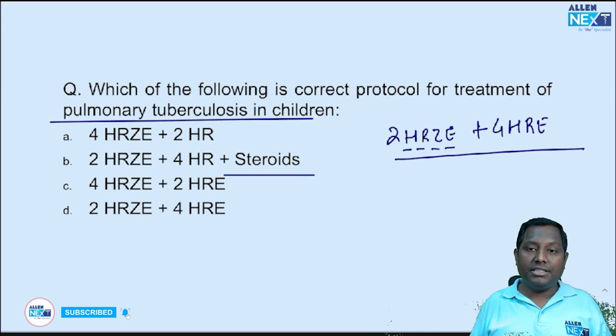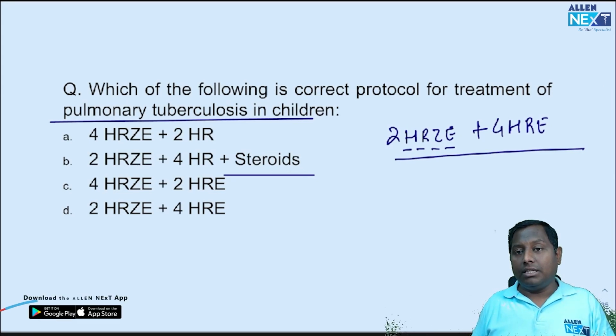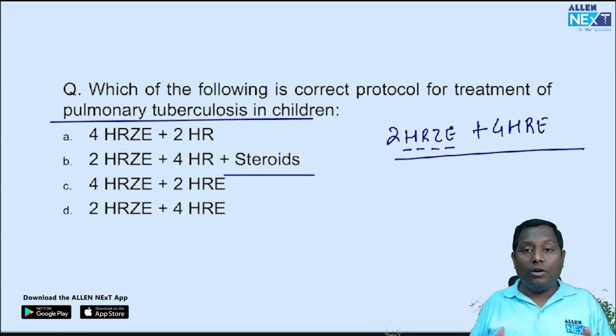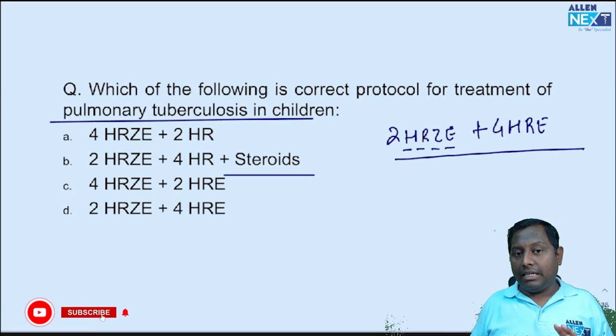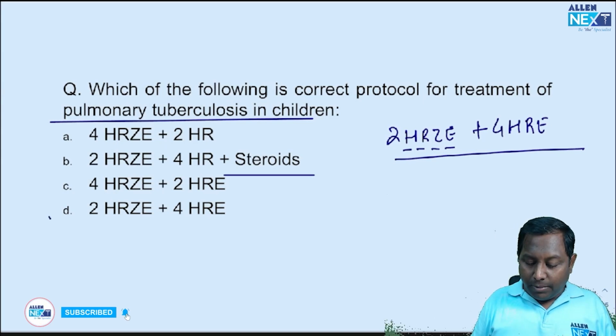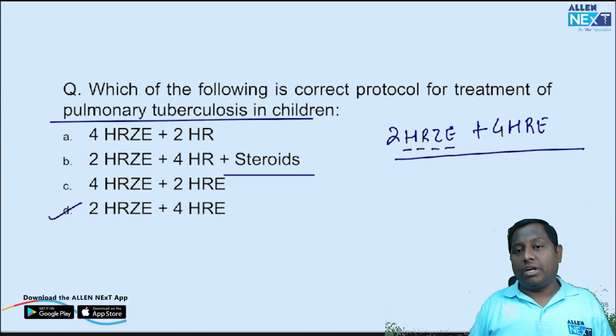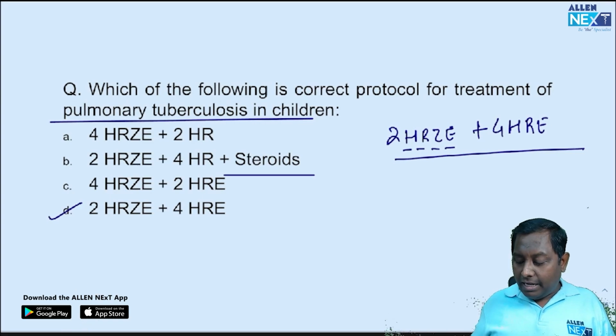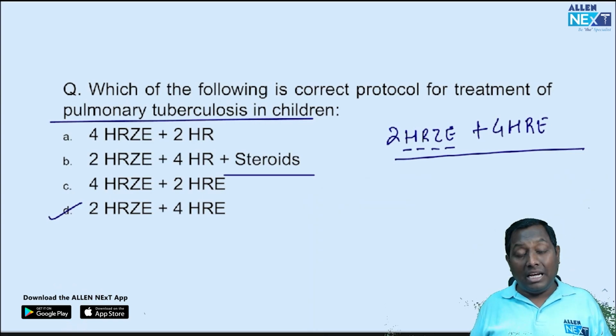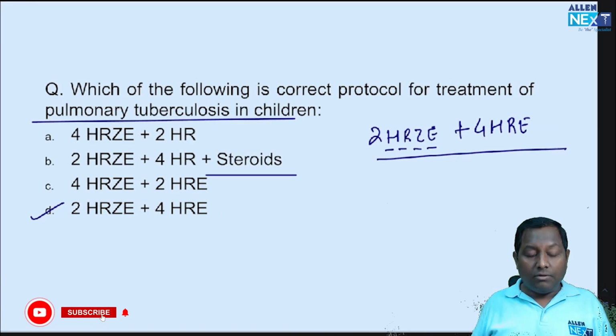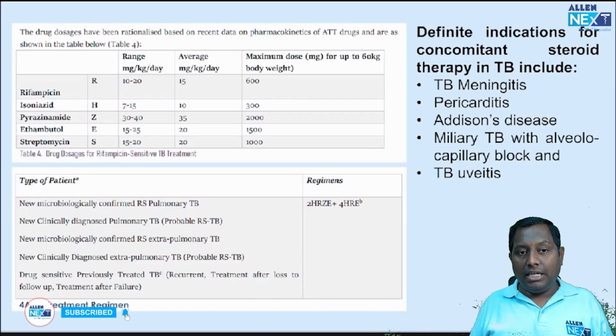Steroids is something that is not preferred unless there is, let's say, CNS involvement or pericarditis involvement, right, or some other systemic condition like, let's say, ocular infection like uveitis, then we will use steroids. Other than that we will not use steroids. So 2HRZE plus 4HRE is what we will prefer, according to the guidelines of the TB Elimination Program that we have. This is one table that we are having, HRZE that we are going to use.